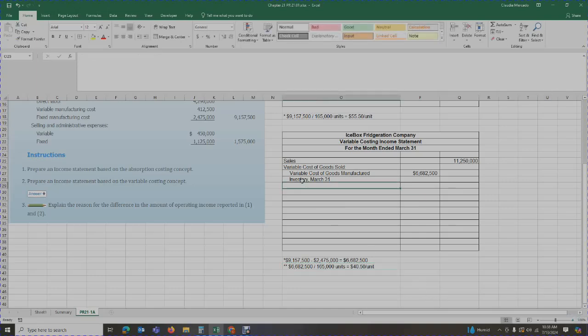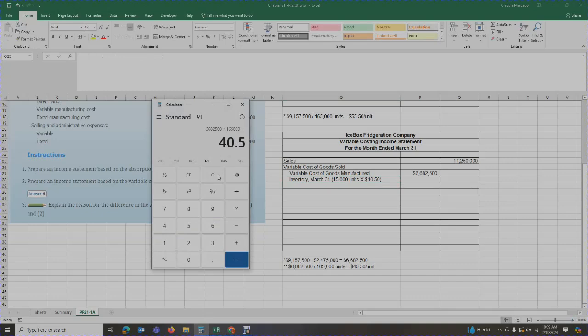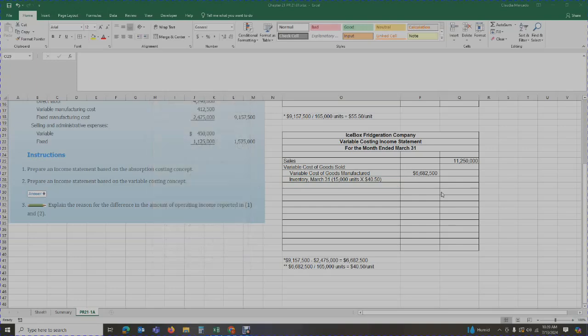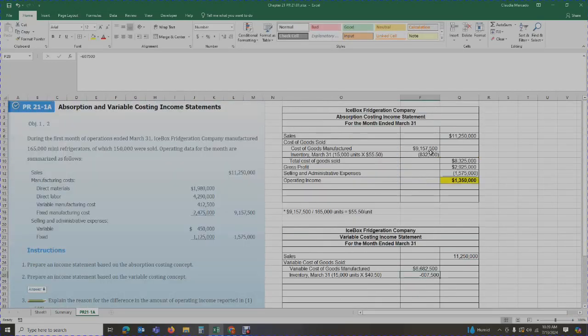So now that I know that, I am going to do my calculation right here. How many units did I not sell? Well, you have 15,000 units that you did not sell, that are still available, and my cost per unit is $40.50. So let's see what that gives us. We have 15,000 units times 40.50. That's going to give me 607,500. So I'm going to deduct the 607,500. Let me format it the same.